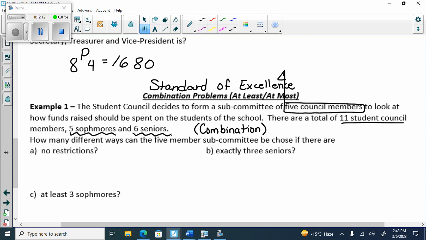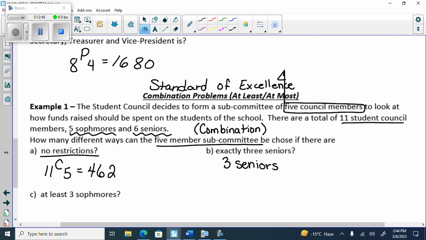How many different ways can a 5-member subcommittee be chosen if there are no restrictions? 11C5. True that. 462. Now here it says exactly 3 seniors. So I know 3 seniors is what I need. And people will tell me, okay, I have to choose that from the seniors. There's no jobs, so 6C3, and they give me that answer, and it will be on the test, and it will be wrong. Why?